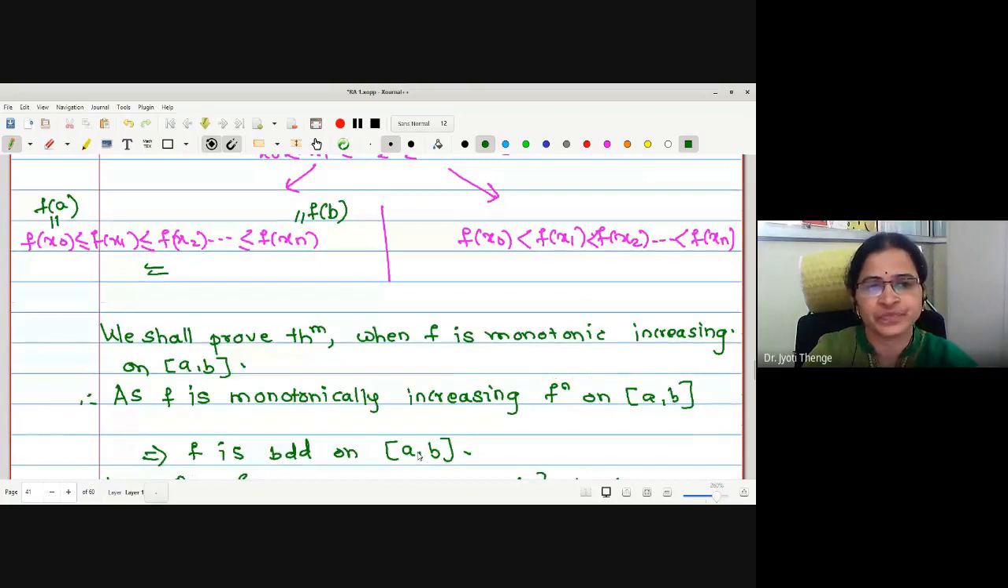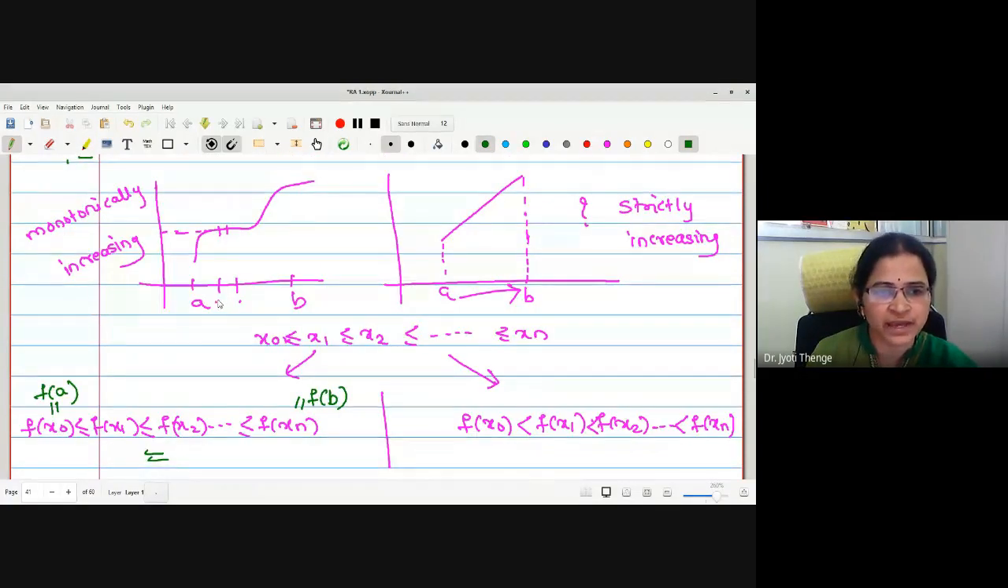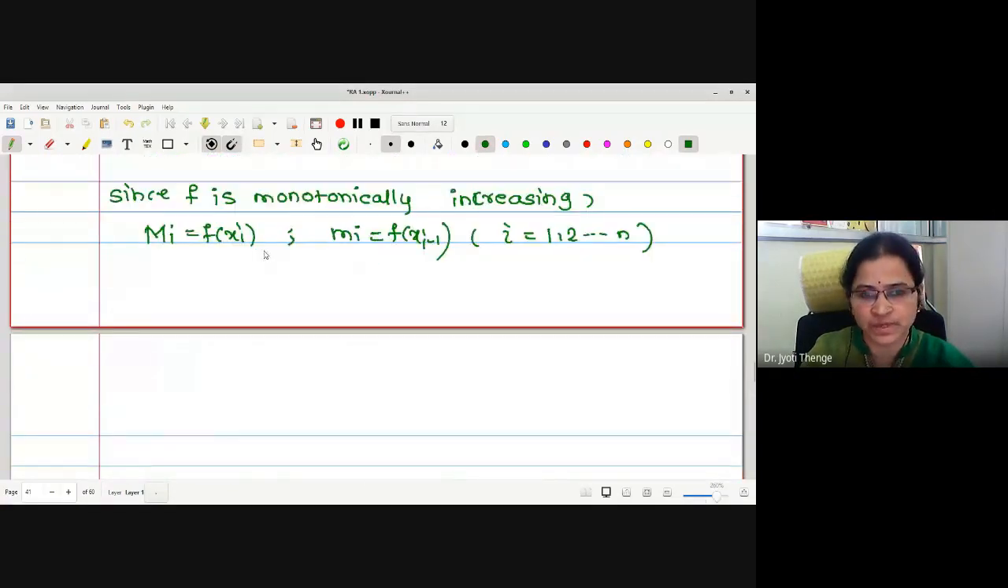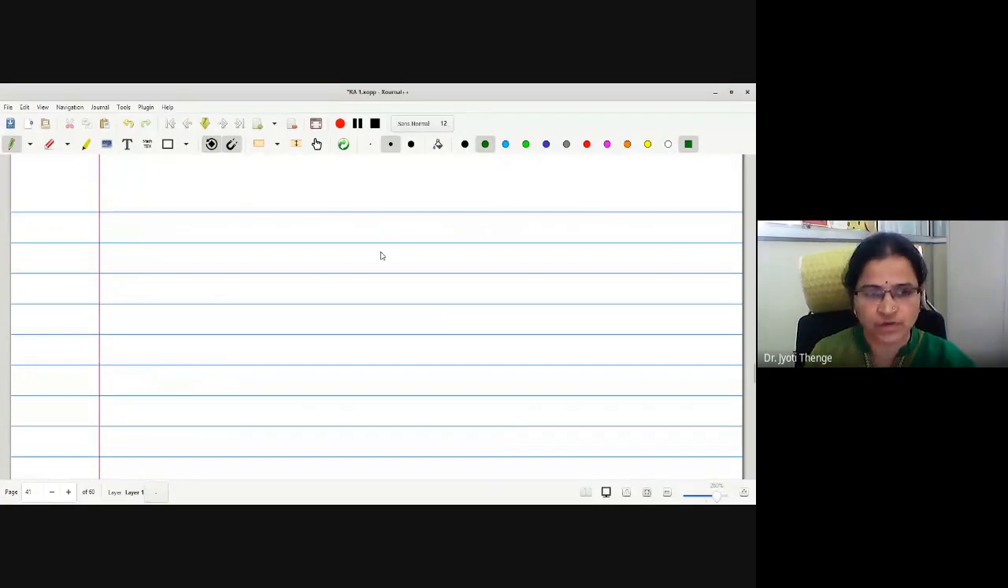Clearly, right? Look at this stage. If this is my ith subinterval, suppose somewhere here I am writing an ith subinterval, say xi minus 1 and xi. Therefore, this xi is giving me the suprema, correct? And xi minus 1 is giving me the infima. Therefore, we have written capital Mi is f of xi, small mi is f of xi minus 1.